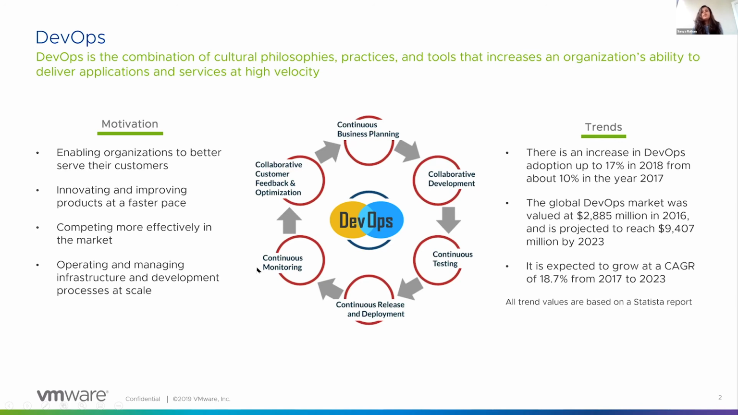So by adopting principles of collaborative development, shorter feedback cycles, continuous integration and delivery, companies are able to achieve better time to market, more customer satisfaction, innovation at a faster pace. So as you can see on the left half of the slide, the trends are also showing the same things, that these numbers are only expected to rise more and more over the years.